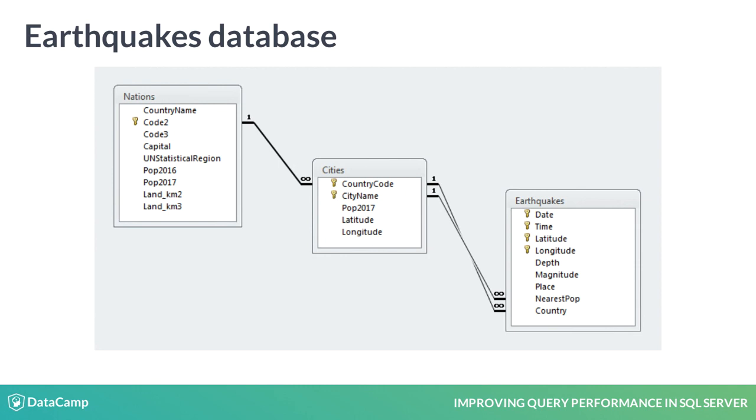The first is the Earthquakes database, which consists of three tables. Earthquakes lists all recorded earthquakes between 1900 and 2018 with a magnitude of 7 or more. Cities lists world cities with associated data and statistics, and nations, which contains all the world's nations and related data and statistics. Earthquakes table is related to cities via a country code and city name, and cities is related to nations via a country code.